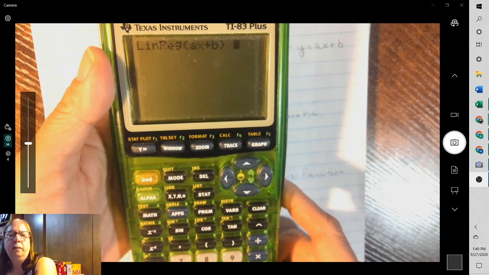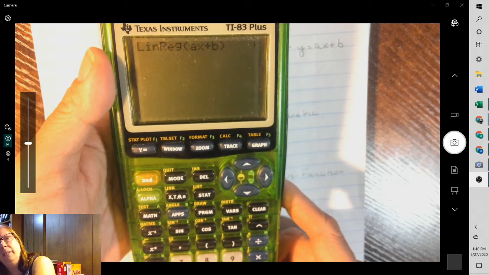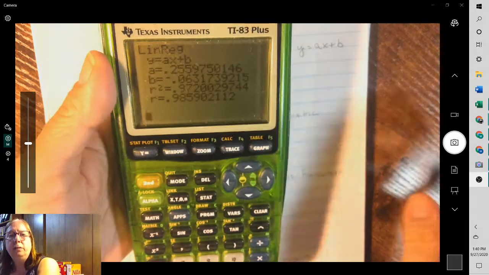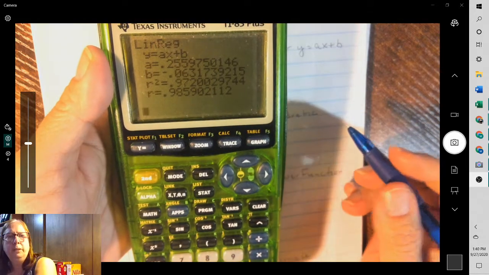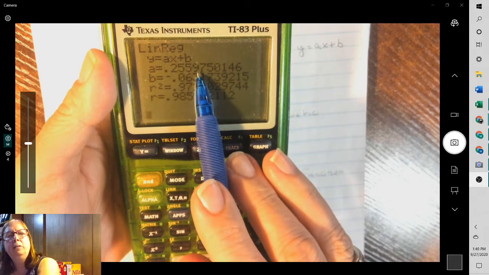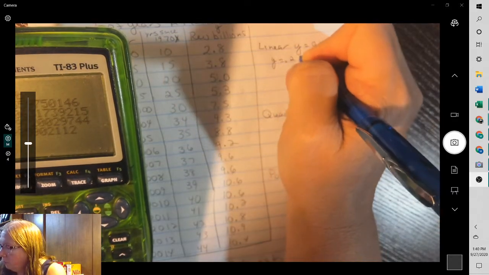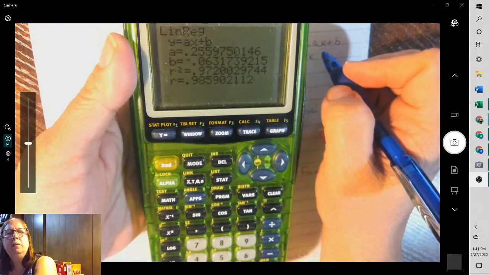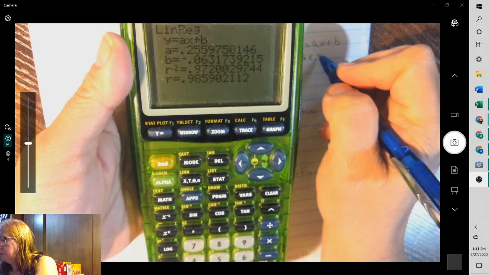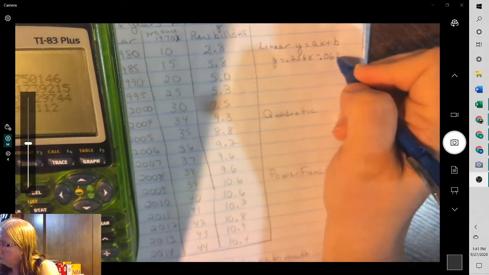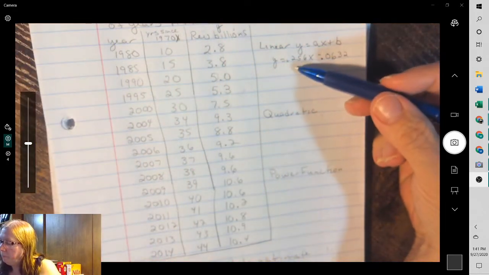You hit Enter. Since we're in list 1 and 2, we can just hit Enter. And there it is. And notice it reminds you ax plus b, in case you need to remember that. It's said to round to 4 decimal places. So the first one, 0.255, that 9's going to round up, so 0.256. Y equals 0.256x. And then b, see if it's positive or negative. It's negative, so minus 0.0632. So we get this.